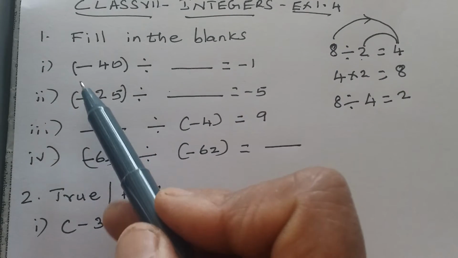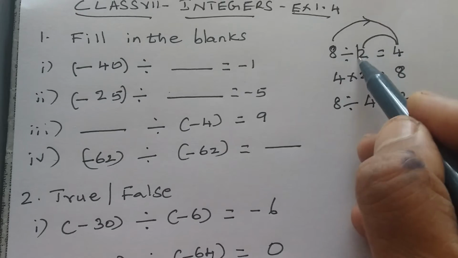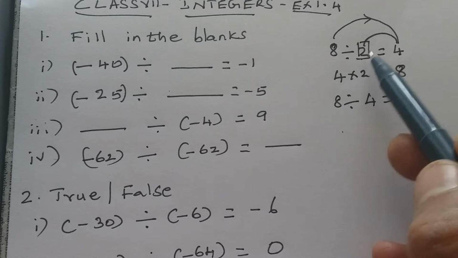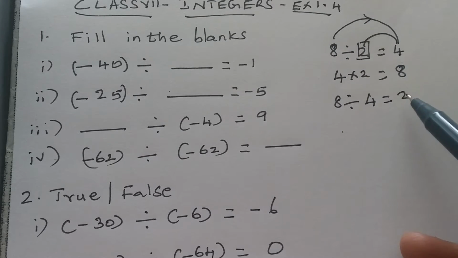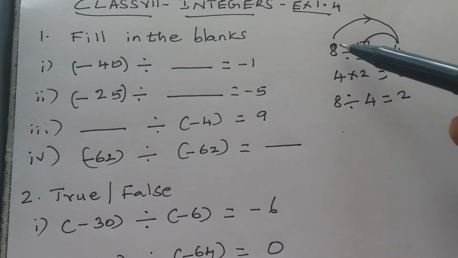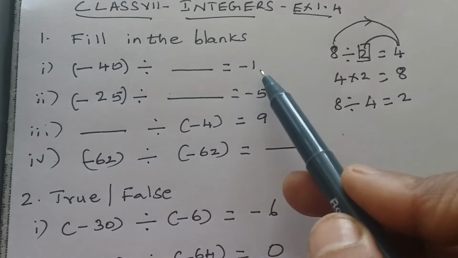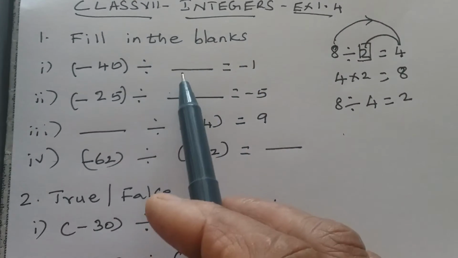So here what we have to find now: minus 40 divided by the second number, which is the dash for us now, is minus 1. Like 8 divided by dash gives you 4, and we get this 2 by dividing 8 by 4. So same thing here: minus 40 divided by dash is minus 1. So we do minus 40 divided by minus 1 to get this number.